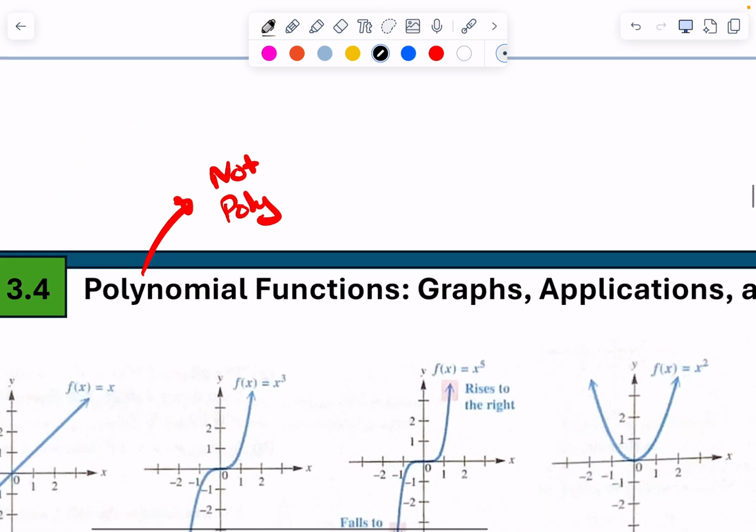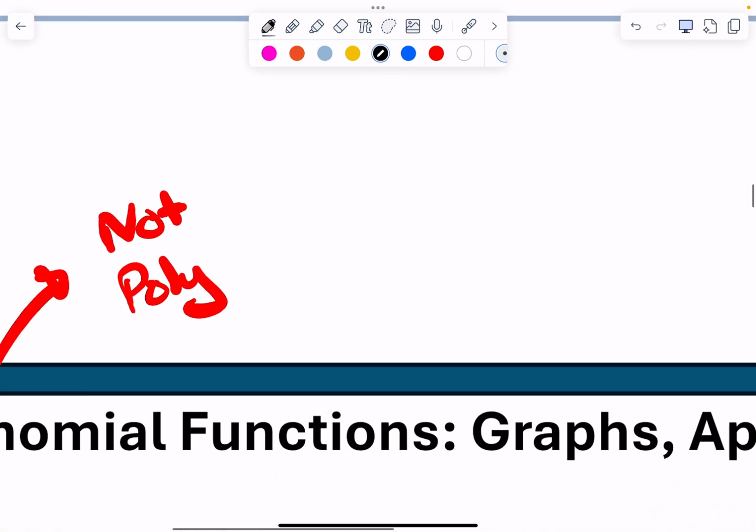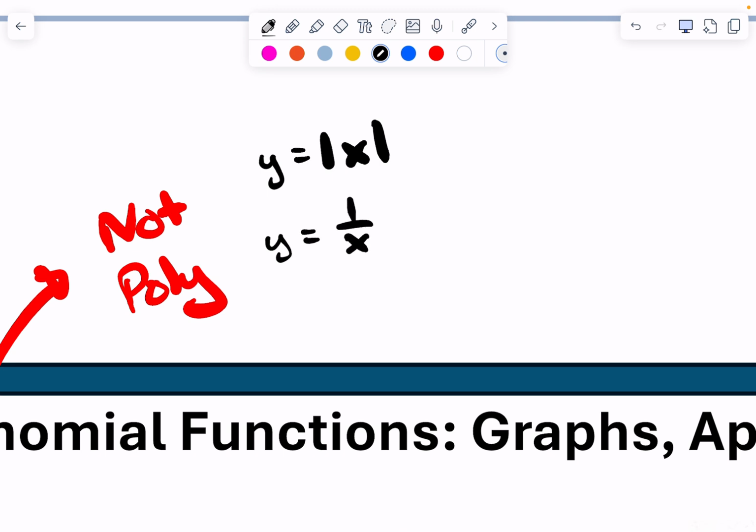Something that doesn't pass the vertical line test? Is that what you're asking? Could be, sure. But they could pass the vertical line test, and it's like, what about this guy? He is an absolute value function. He's not a polynomial. Or like this guy, not a polynomial function.